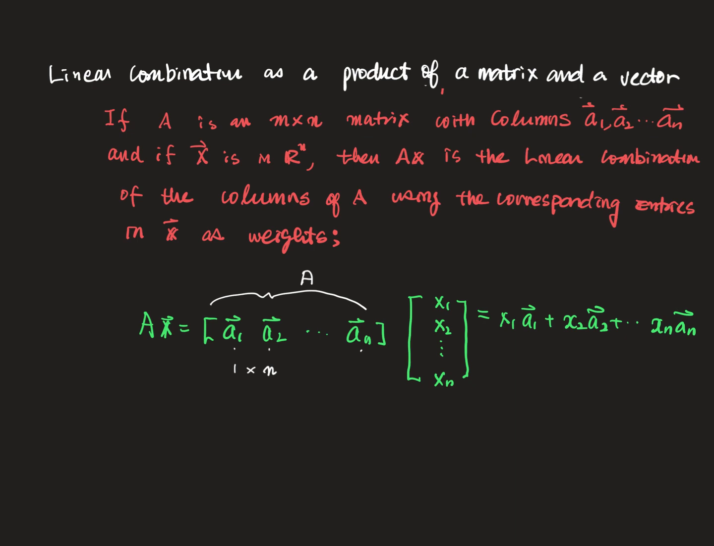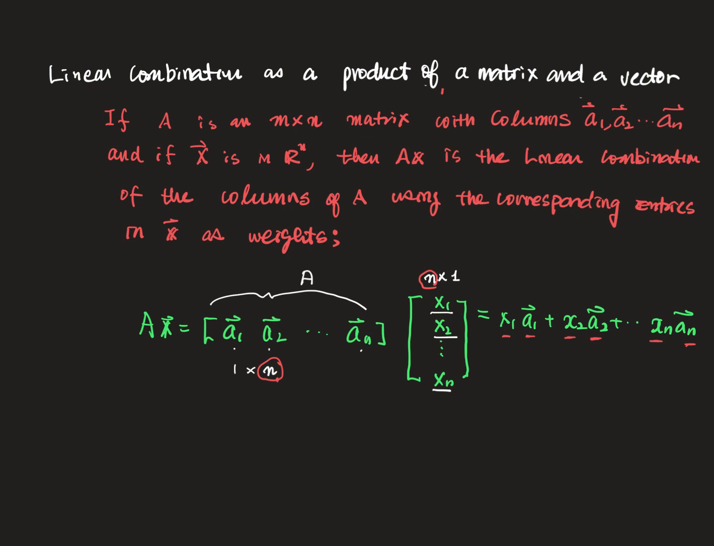How about the x vector? How many rows does it have? 1, 2, up to n. That's n rows times one column. So we're going to take the product of a matrix and a vector. Make sure this n is exactly the same n. How can we do the product of a matrix and a vector? x1 times a1 column, so x1 a1, x2 a2, up to xn an. That's how you write the product of a matrix and a vector.